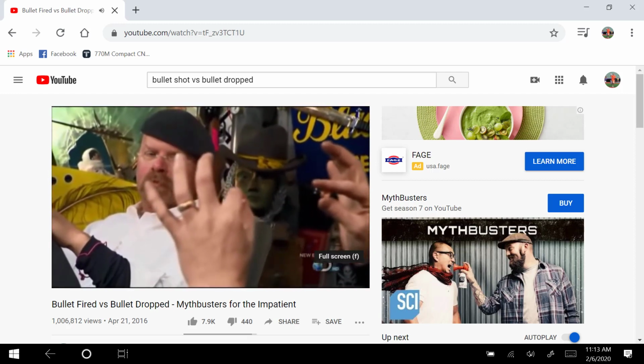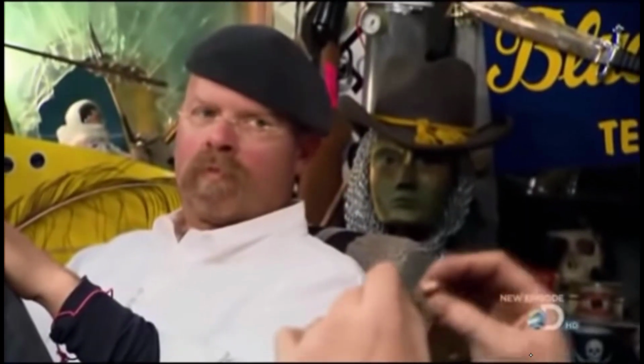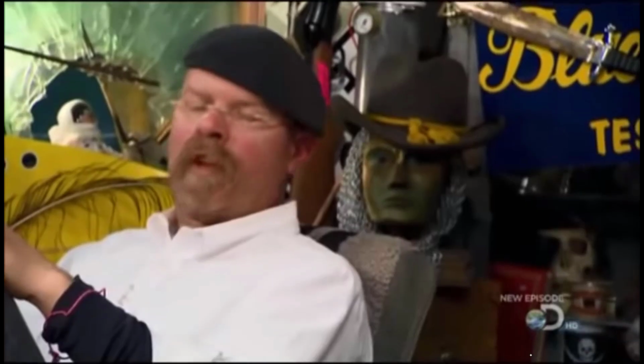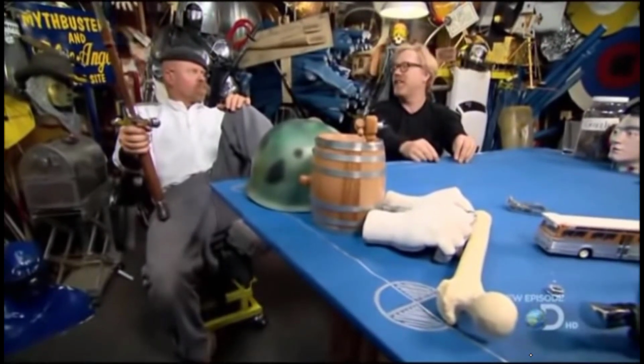Picture two bullets, each exactly the same distance from the ground, each released at the exact same second, except one bullet is dropped to the ground, the other is fired from a gun. The classic physics thought experiment states that both bullets will hit the ground at the same time. Based on what theory? Based on the theory that the bullet that's fired from the gun has no wings on it, no lift. Thus, gravity has the same effect on it as it does on the dropped bullet, and thus, they hit the ground simultaneously.